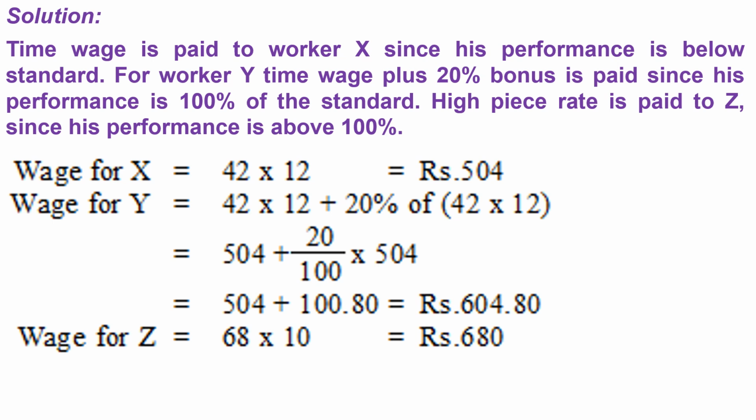Solution. Time wage is paid to worker X since his performance is below standard. For worker Y, time wage plus 20% bonus is paid since his performance is 100% of the standard. High piece rate is paid to Z, since his performance is above 100%. The other calculations are presented here.